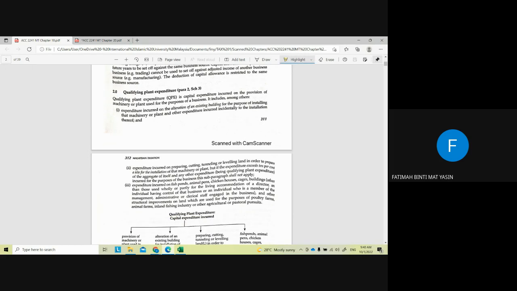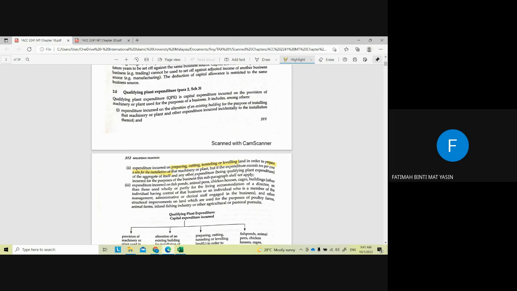Number two, expenditure incurred on preparing, cutting, tunneling or leveling land. You must look at this term, PCTL: preparing, cutting, tunneling or leveling land in order to prepare a site for installation of that machinery or plant. But if the expenditure exceeds 10% of the aggregate of itself and any other expenditure incurred for the purposes of the business, this subparagraph shall not apply.